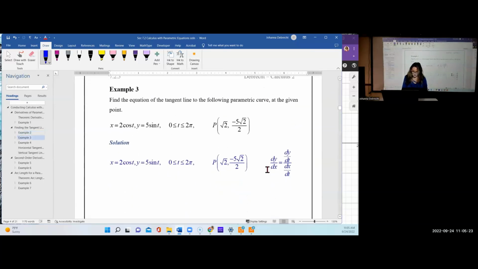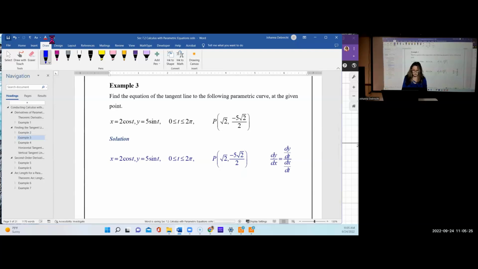Okay, the next thing we want to look at is example number 3. In example 3, we're looking at the same parametric equation as before, but at a different point. We're looking at the point square root of 2, negative 5 square root of 2 over 2, or you could write it as negative 5 over the square root of 2, since the square root of 2 over 2 is 1 over the square root of 2. You can write it either way.